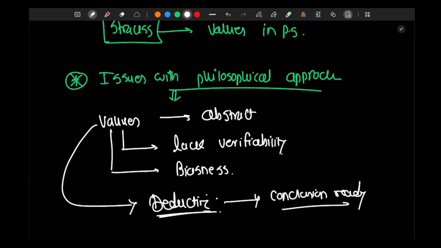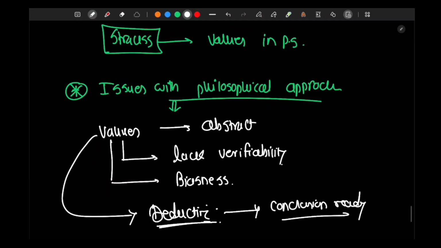So that is the issue with the philosophical or normative approach to political science, whereby you analyze political science through ideas, through norms, through values. Who are the exponents? Leo Strauss, Rawls, and what is the issue? That values are abstract and lack verifiability. There can be the issue of biasness, and values can be deductive as well. This was the philosophical approach to political science.